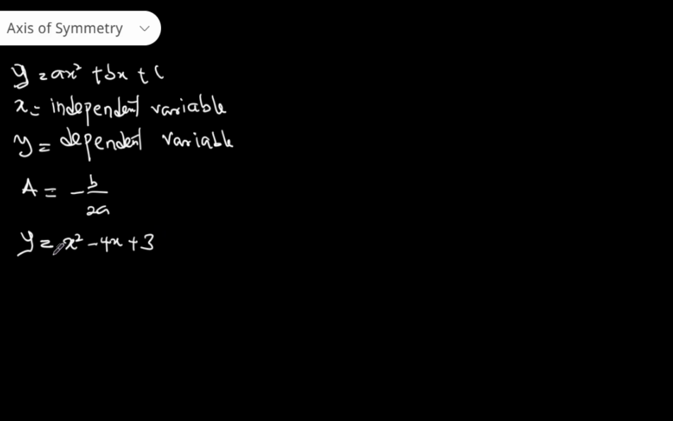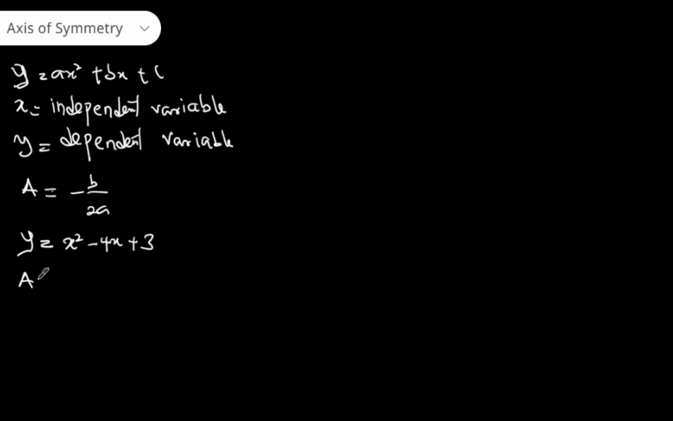Now, for you to be able to plot the graph of y equals x squared minus 4x plus 3, you need the values for x, which is the independent variable. To find the range of the values of x, we need to first find the axis of symmetry.